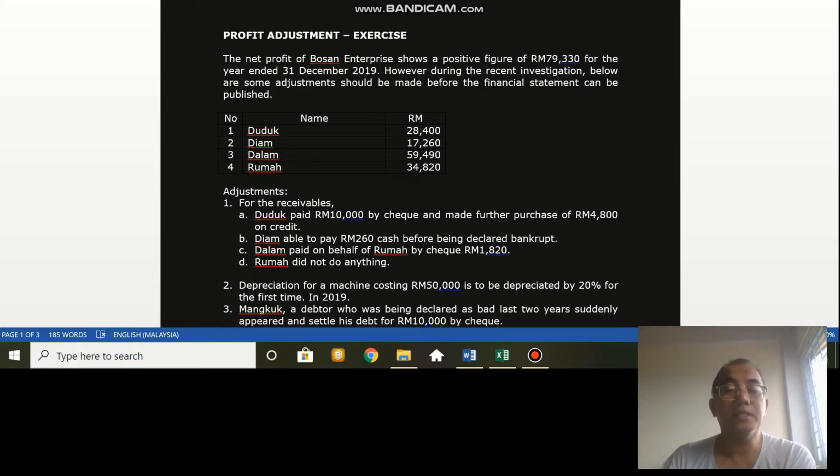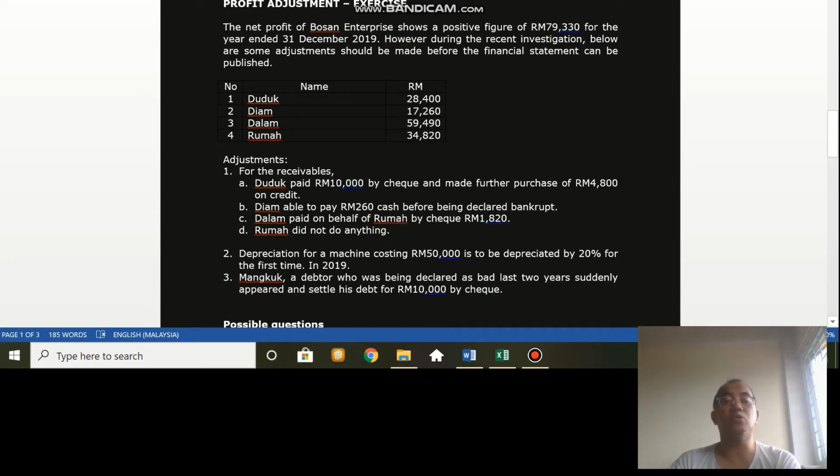Okay, after this we have adjustments. This is the adjustments that we need to make. For the receivables, Duduk paid 10,000 by check and made a further purchase of 4,008 on credit. So we can see here, Duduk owes us about 28,400 and he paid 10,000 by check. Of course this 28,400 will be reduced by 10,000. But he then made a further purchase of 4,008. Then the balance, sorry about that, will increase.